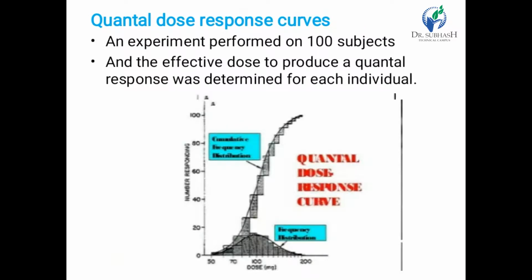Now, a quantal dose response curve in which an experiment is performed on 100 subjects, and the effective dose to produce a quantal response was determined for each individual. You can see in this figure, on the x-axis dose is there, and on the y-axis number of responses is there. In the first graph it is a frequency illustration, and in the second graph it is a cumulative frequency illustration.